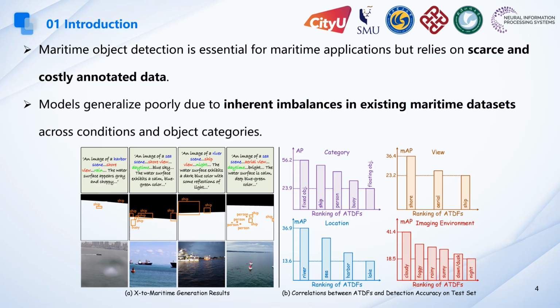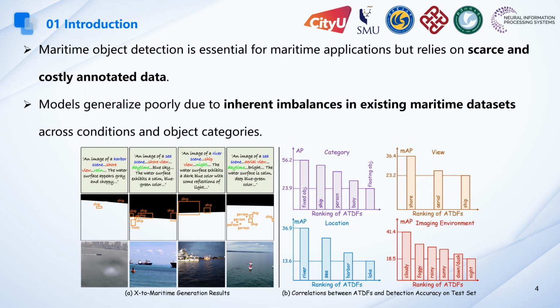Unlike land scenarios, gathering data from different sources like ships, UAVs, and coastal cameras takes a lot of resources. And manually drawing bounding boxes makes it hard to scale up datasets. Second, current datasets show big differences in training difficulty across various attributes, like imaging conditions, viewpoints, water environments, and object types. To tackle this, we propose Neptune-X.